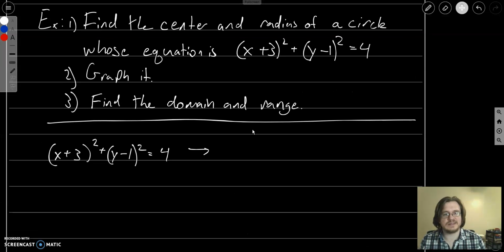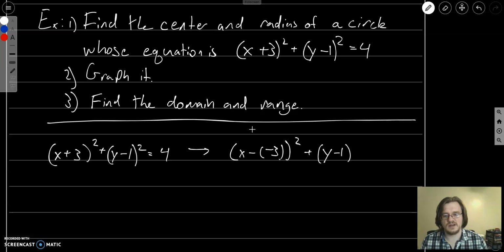Here we have x plus 3. So in order to turn this into minus, we're going to write this as x minus negative 3. So we can see that (x + 3)² is the same thing as (x - (-3))², because we're subtracting a negative, which is just a positive. In the next one, we just have y minus 1. We already have y minus a number, so that's great. And 4, I want to write this as something squared. Well, 4 is just 2 squared.